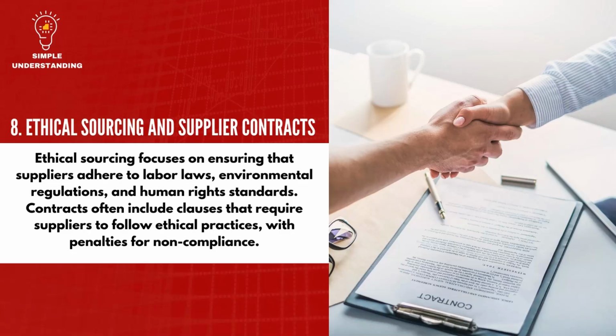8. Ethical sourcing and supplier contracts. Explanation. Ethical sourcing focuses on ensuring that suppliers adhere to labor laws, environmental regulations, and human rights standards. Contracts often include clauses that require suppliers to follow ethical practices, with penalties for noncompliance.